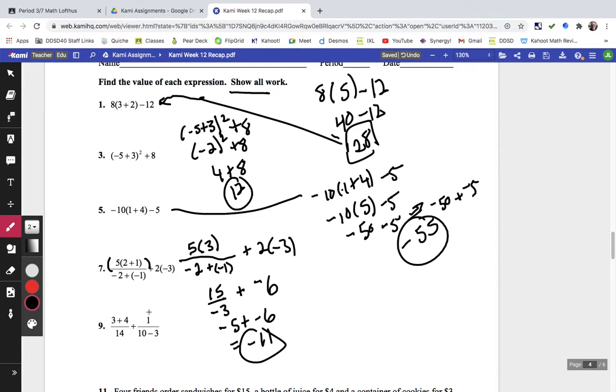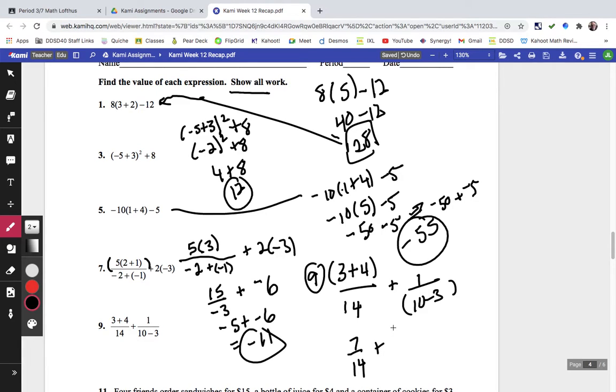And then we'll take number 9 and put it right over here. We'll just rewrite the whole thing. 3 plus 4 over 14 plus 1 over 10 minus 3. These fraction bars act like parentheses, so that means that we're going to do everything in here first. So 7 divided by 14 plus 1 over 7.